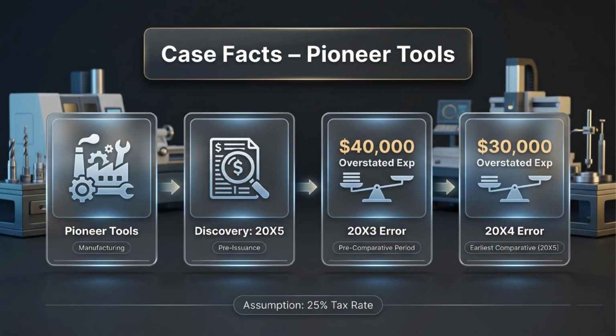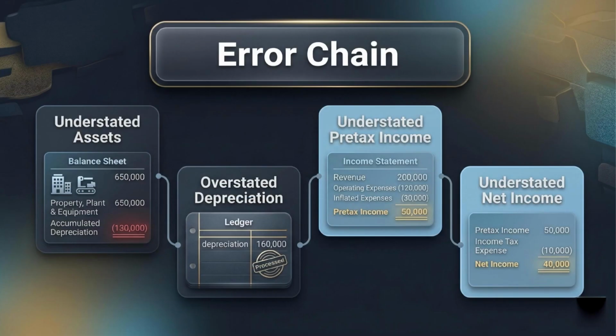This setup is designed to teach the split. The 20x3 error affects opening equity at the start of 20x4, while the 20x4 error affects the restated 20x4 comparative income statement. Let us understand the error chain before calculating.